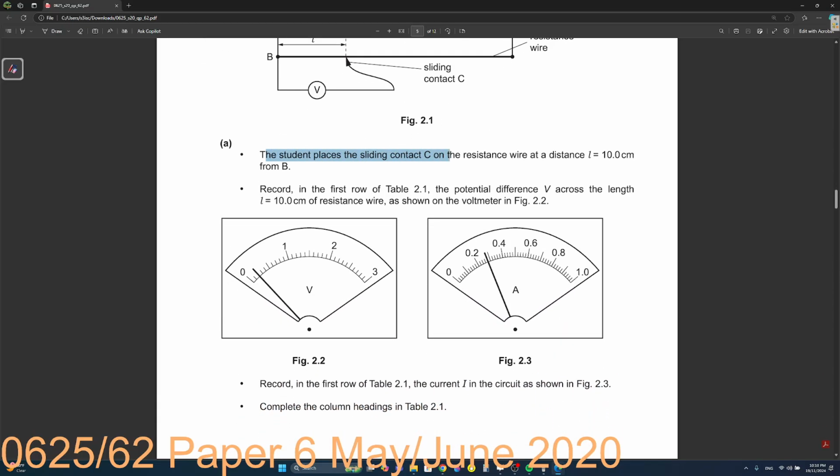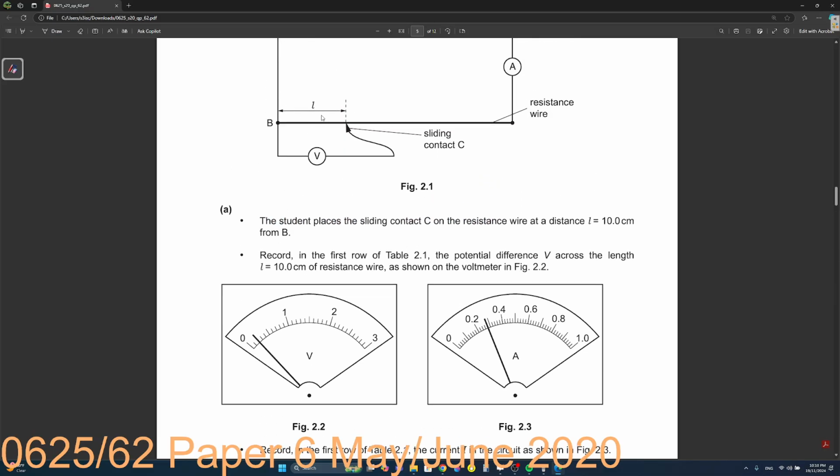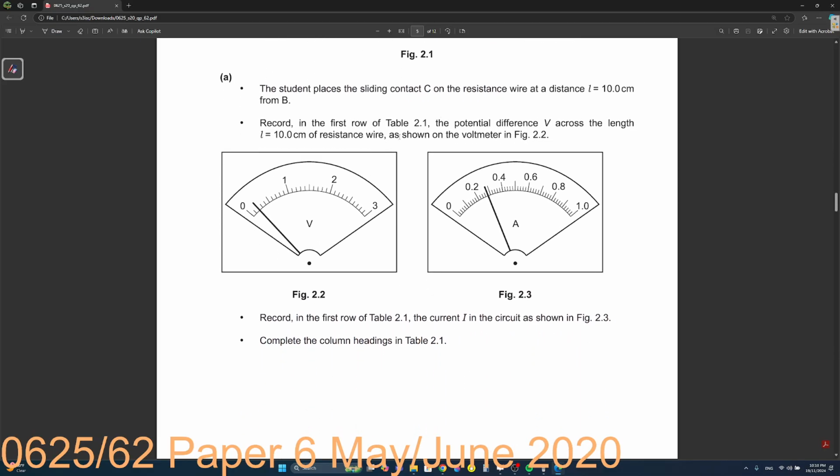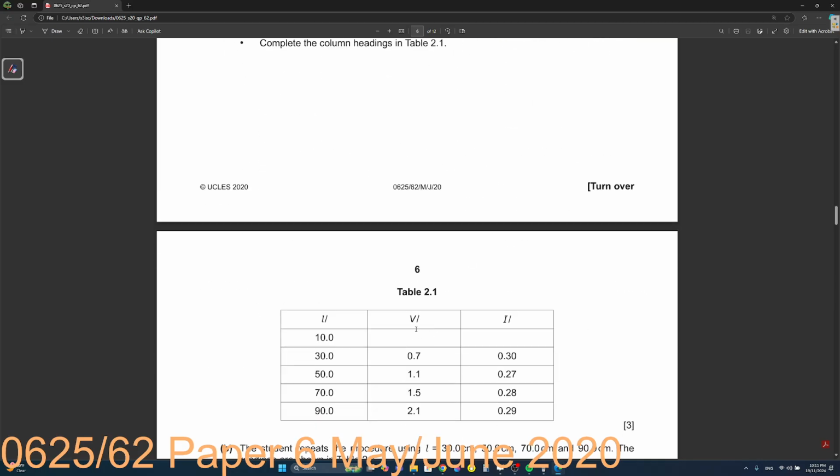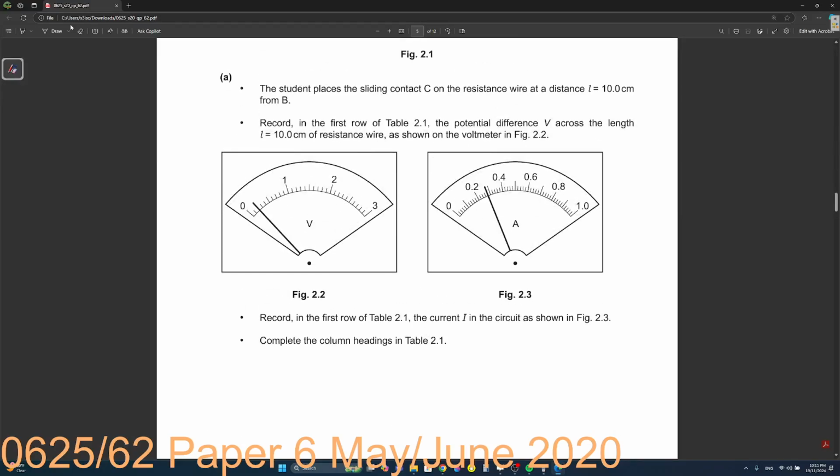The student places the sliding contact C on the resistance wire at a distance L equal to 10. Record in the first row the potential difference, V, and the current. So they want us to fill in the blanks here. Let's see. Over here, the V is how much? We have 1 and we have 10 blanks. So each one is 0.1. So this is 0.1.